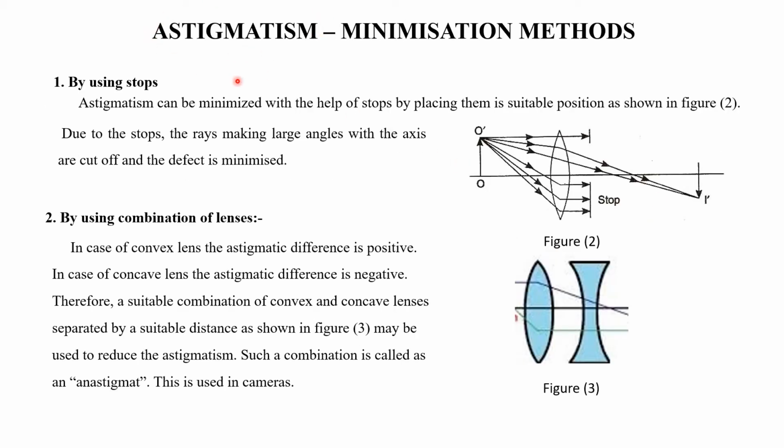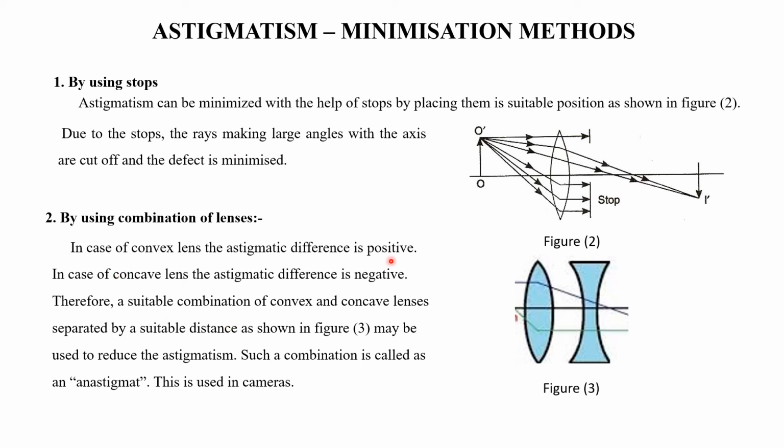Now, as astigmatism is the defect of the lens in forming the image, we want to minimize the defect. So, there are minimization methods. One is by using stops. Astigmatism can be minimized with the help of stops by placing them in a suitable position. Due to the stops, the rays making large angles with the axis are cut off. The image that is formed with these rays is the meridian image. So in this case, the meridian image will be cut off and only one image will be present, that is the sagittal image, which means the defect was somewhat minimized.